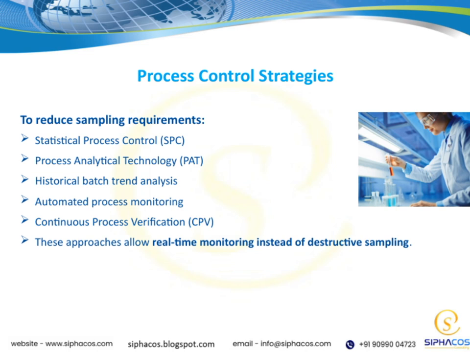Historical batch trend analysis is also valuable. It involves examining past data to identify patterns and improve future process control. This helps us understand what normal operation looks like and detect anomalies early. Automated process monitoring takes this a step further by using advanced systems that continuously oversee the process, reducing the need for manual sampling. And finally, continuous process verification, or CPV, ensures ongoing validation of the process, confirming that everything stays within the desired specifications over time.